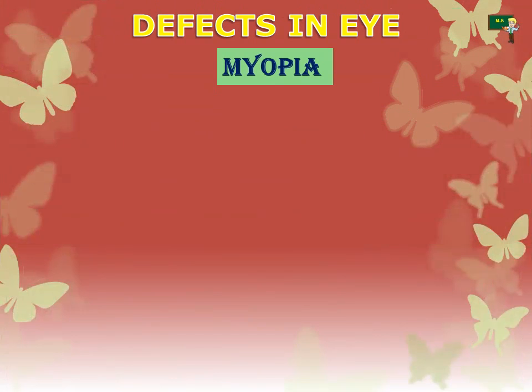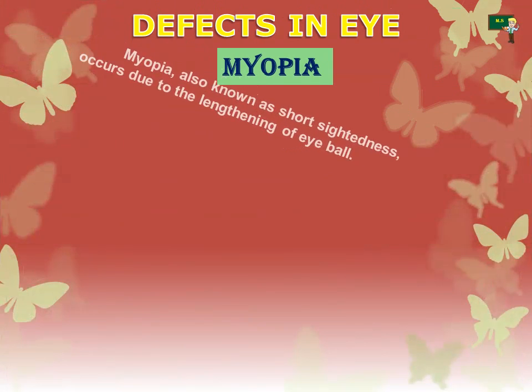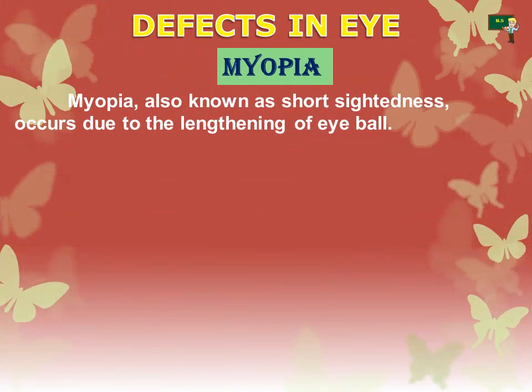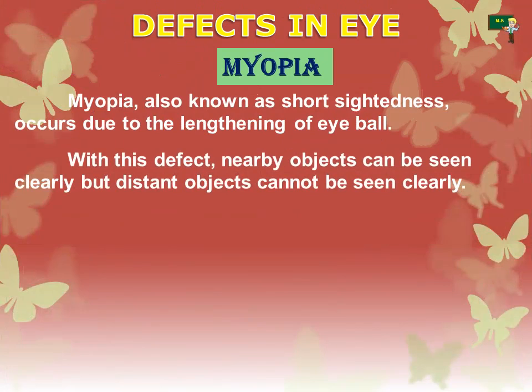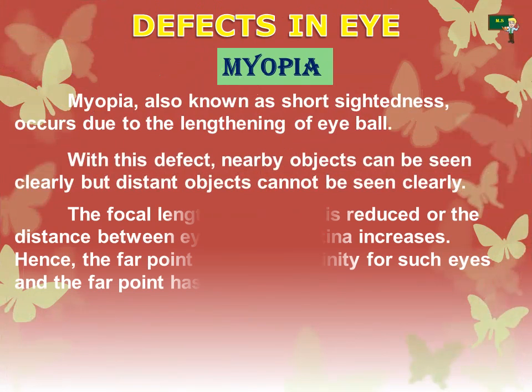First one, let's see myopia. What do you mean by myopia and what defects do we get due to it? Myopia, also known as short-sightedness, occurs due to the lengthening of the eyeball. With this defect, nearby objects can be seen clearly but distant objects cannot be seen clearly.